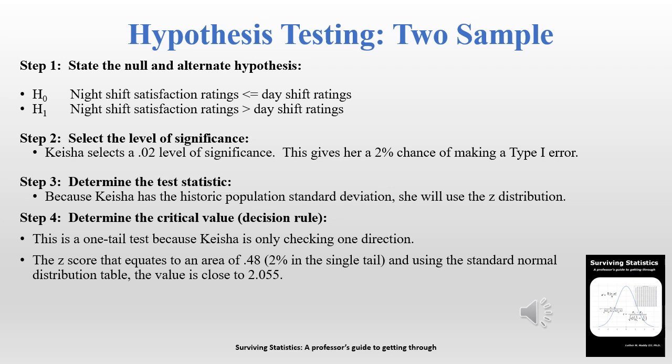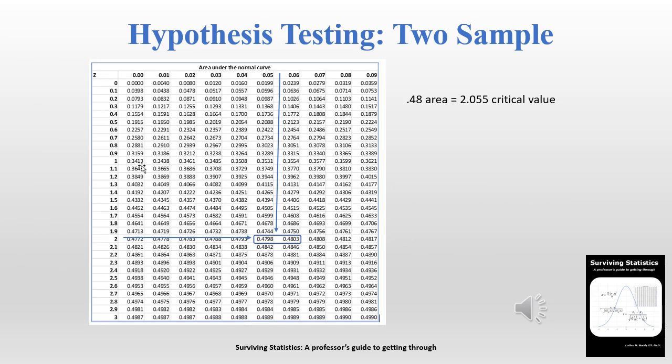All right, here we're seeing on the normal distribution table how Keisha came up with the critical value of 2.055. We're looking for an area of 0.48. That area does not exactly exist, but we can see that it is between 2.05 and 2.06, and so we'll average the two together and come up with a critical value of 2.055.